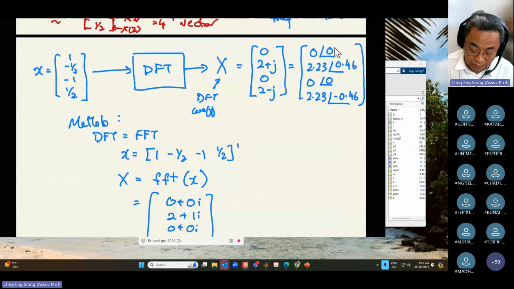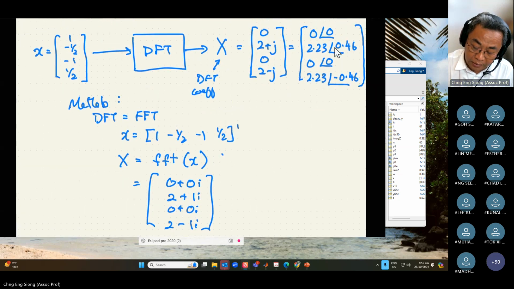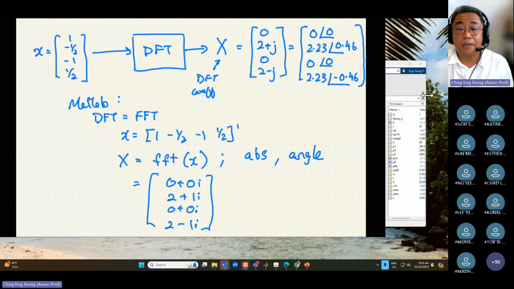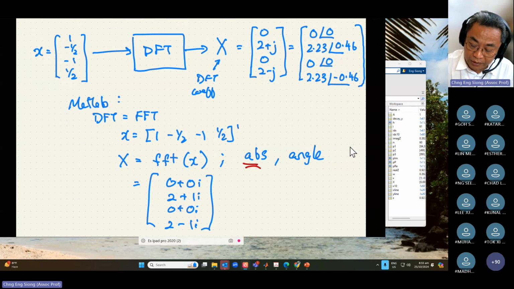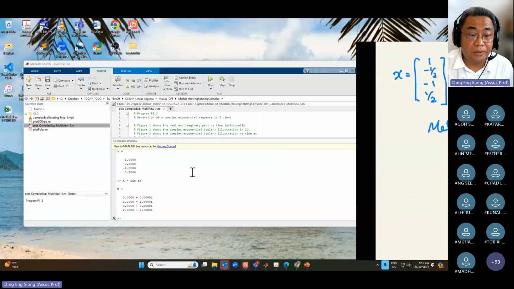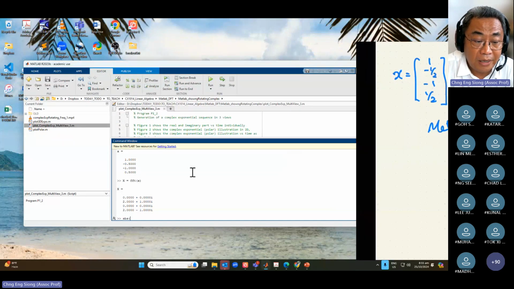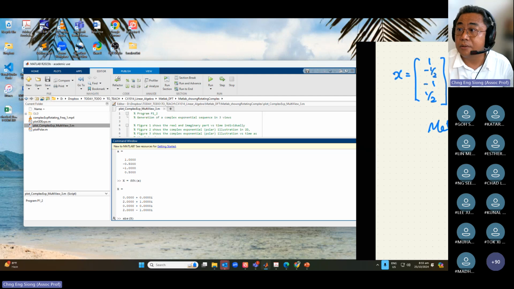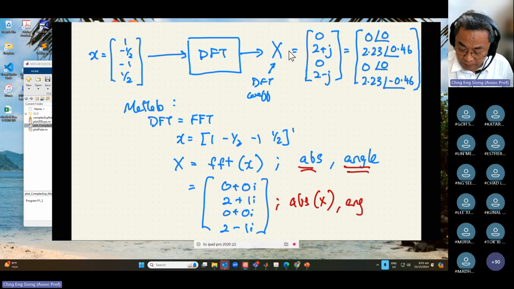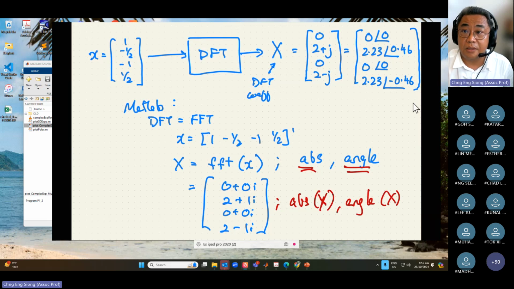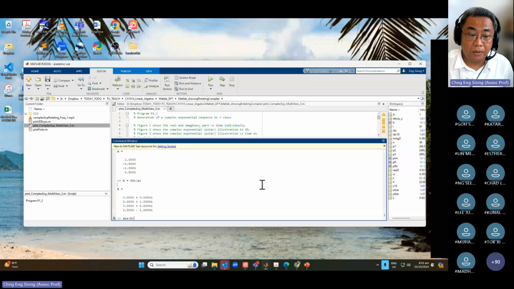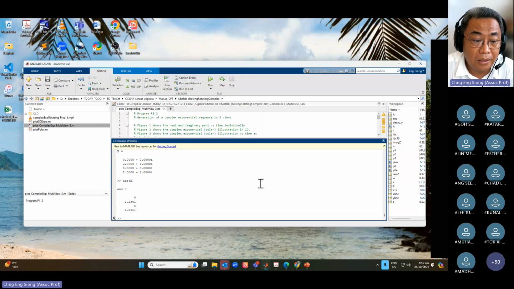Remember, I like to see things in polar form. How do I do this very quickly? The trick is to use the commands absolute and angle. Use these two functions, and now let us play with this. ABS of big X will give me the absolute value, and angle of big X will give me the phase. Okay, absolute X, and angle X.